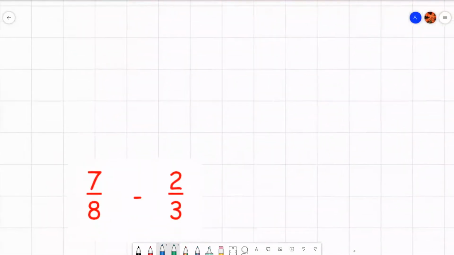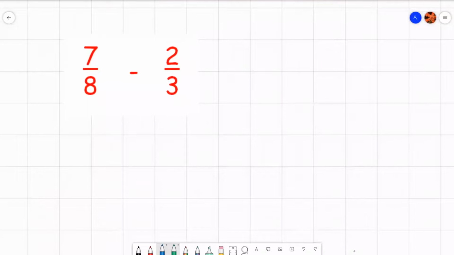Okay, let's have a look at another example. We've got 7/8 take away 2/3. So again, our denominators are different. We need to make sure that they are the same. So can I multiply 8 by something, so I end up with 3? Nope. Can I multiply 3 by something, so it becomes 8? Nope. Therefore, I need to change both the fractions over so that I have a common denominator so I can subtract them. Now, you need to think of what number is in the 8 times table and the 3 times table, and so we can change the denominators over.